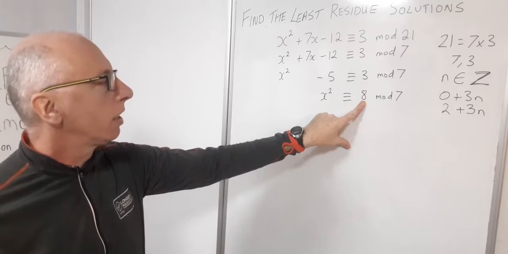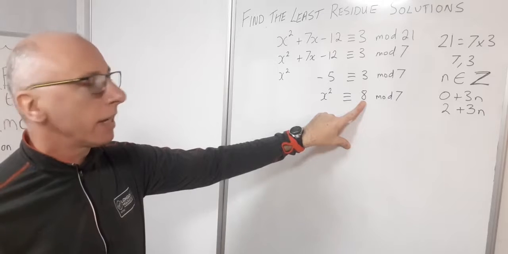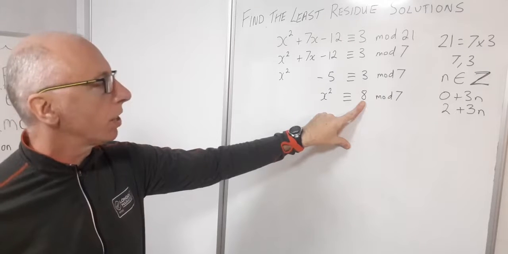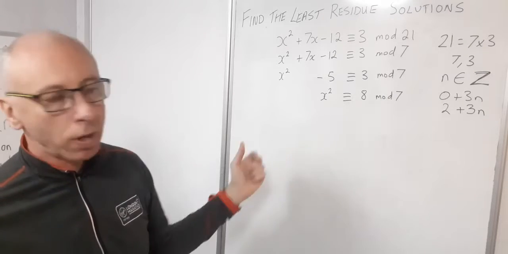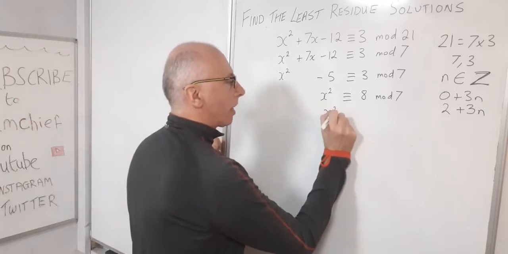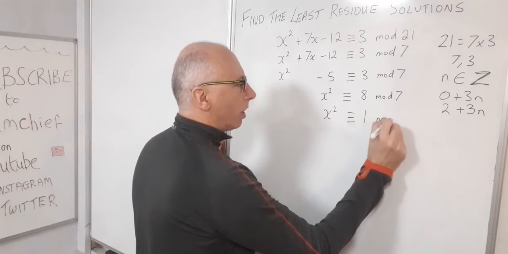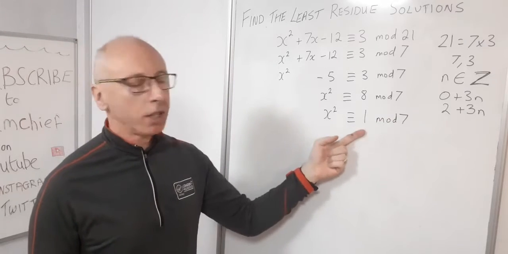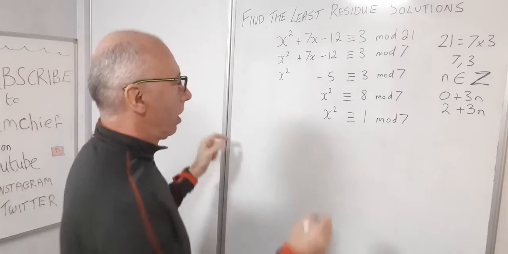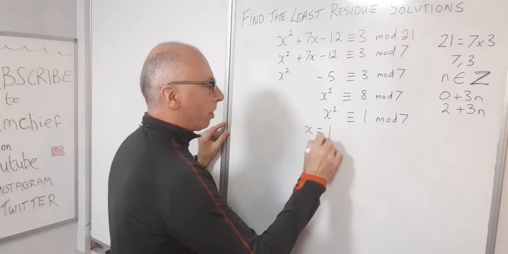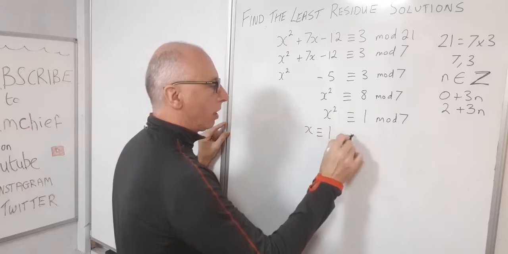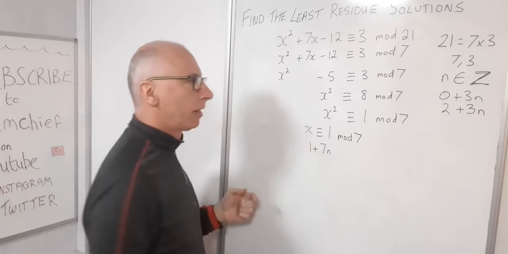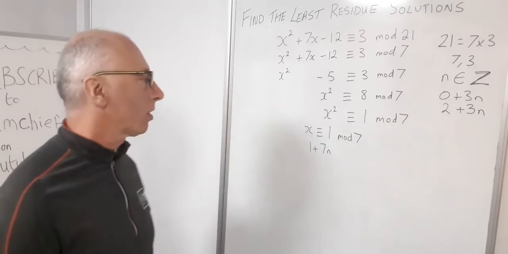So we need to find a number that's congruent to 8 modulus 7. Now we know that 1 is congruent to 8 modulus 7 and it's got a square root, so we can do that. So x squared is congruent to 1 mod 7. So therefore we've now got two solutions, plus and minus 1 modulus 7. So x is congruent to, let's just put the positive 1 in for start. So therefore we've now got 1 plus 7n, and that can be another one of our building blocks.